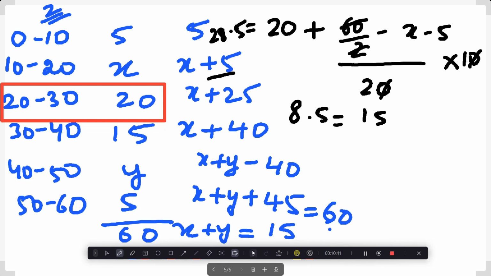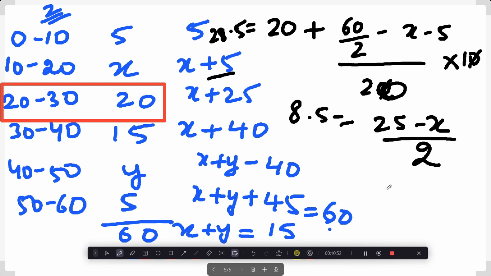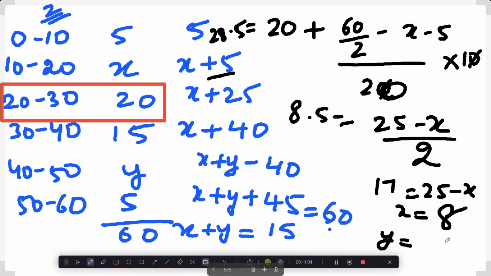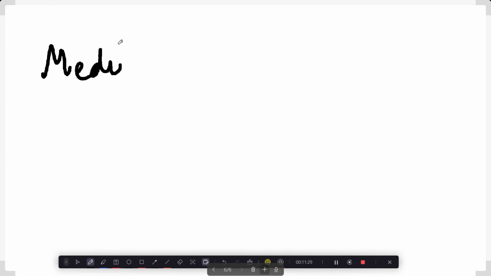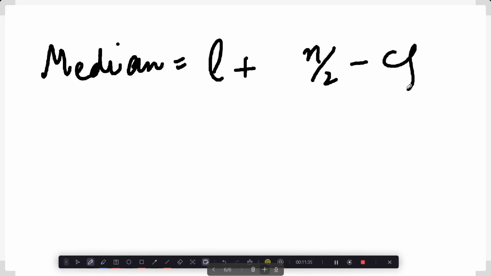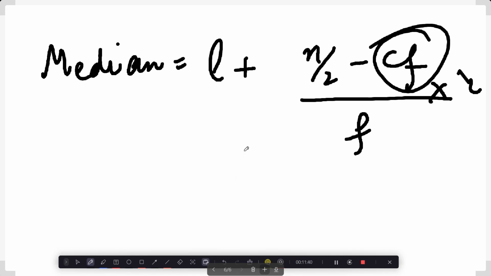एक second, I think, let's see, let this be 20 only. 30 minus 5 is 25. 25 minus x divided by 2. 17 equal to 25 minus x. So x equal to 8. X is 8. So y is 15 minus 8. Y is 7, right? ये ध्यान रखना, this is the preceding class का, ठीक है?